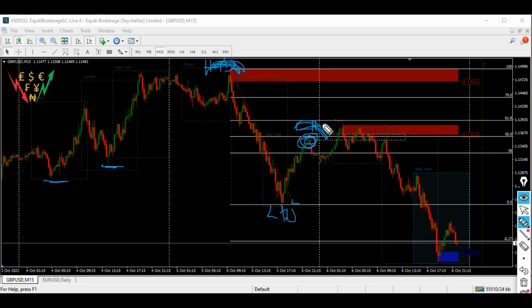So we have a lower high here. Market structure, if you go back to the basics: in an uptrend you have higher highs and higher lows. While in a downtrend, you have what? From the highs, you have lower highs, lower lows, lower highs, lower lows. Downtrend.